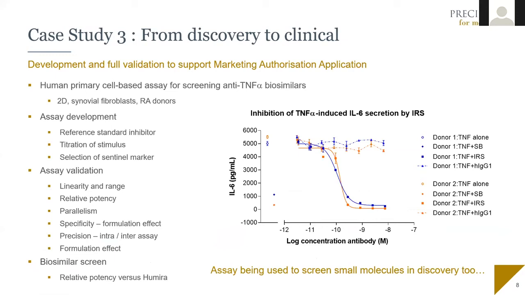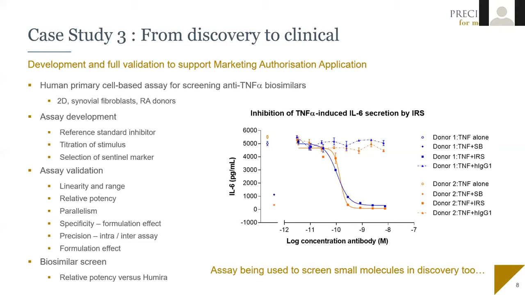Yep. So basically, this was something that was developed for clinical application, really, because we were looking to support data for a marketing authorisation application. So we took it through a full assay development, which involved looking at standard inhibitors, titrating with stimulus, looking at sentinel markers, all the things that you would want to incorporate. We then took this assay through full US Pharmacopoeia guidance for cell-based assay validation, which included looking at different formulation effects, which I think Lorraine's going to mention later on. And then we were able to generate data on a whole series of biosimilars and look at their relative potency versus Humira, which was the marketed compound that's coming off patent.